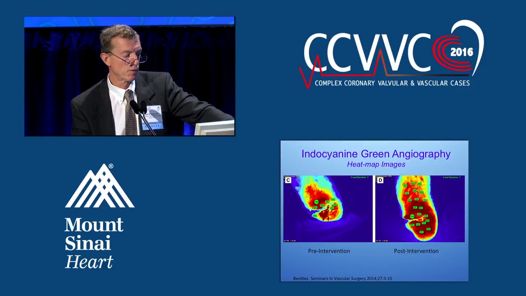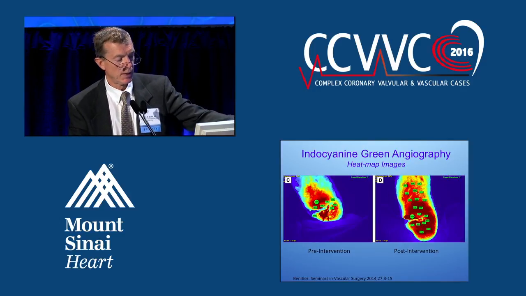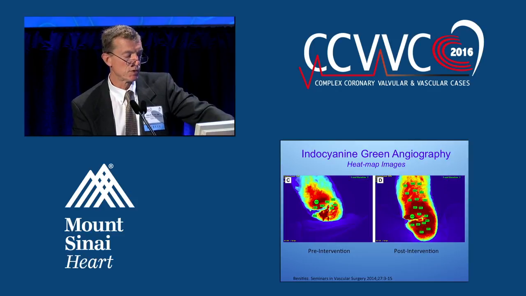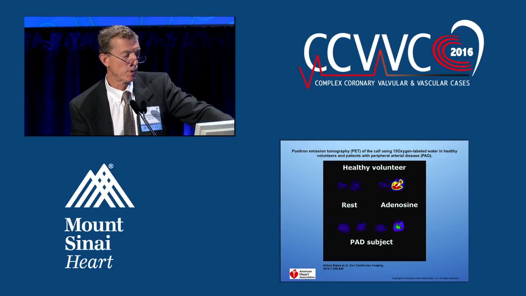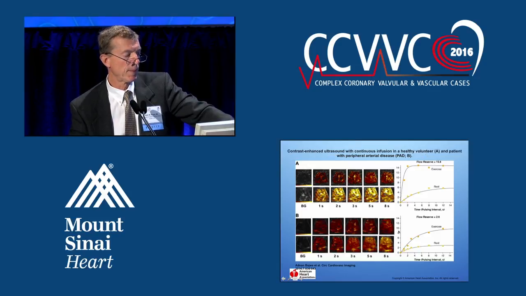Indocyanine green angiography. This is administered intravenously, activated by a laser, picked up by a special camera, and can also give us an idea about changes in perfusion pre and post intervention. CMR, or cardiovascular magnetic resonance, can also be used. However, this really only gives us information about the calf, so it's not really the detail that we need at this point. PET can also be used with 15 oxygen labeled water, showing the difference between a healthy volunteer's calf and a PAD subject. And we can also use contrast enhanced ultrasound with microspheres which have a gaseous core.